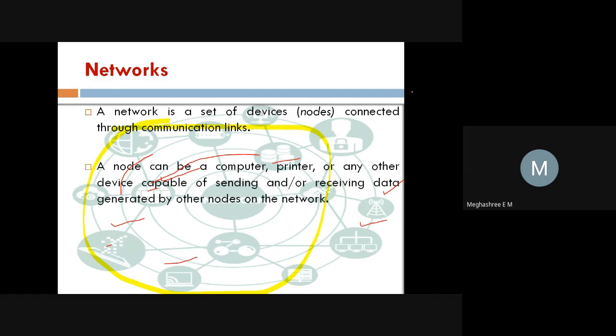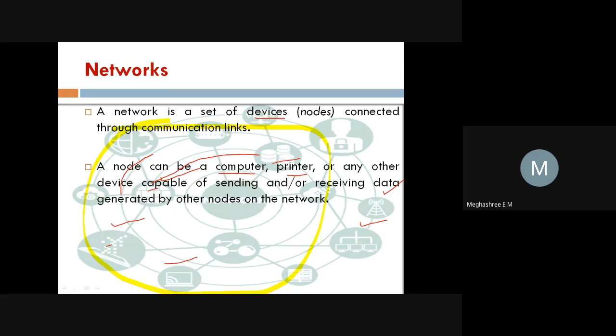So when I say a node or a device, the node can be a computer, or a printer, or your cell phone, or a station, or a router that we find in the network. So any device that is capable of sending and receiving data. It can be a computer, it can be a printer, but the device must be capable of sending and receiving the data that is generated by other nodes on the network. So this is all about networks.